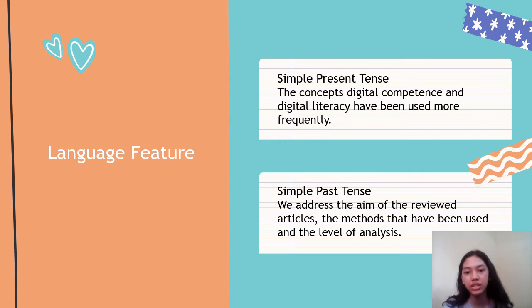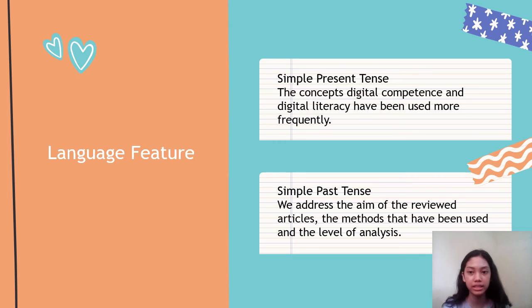The language features, there are two of them. The first one is simple present tense. The example is the concepts digital competence and digital literacy have been used more frequently. The simple past tense, we address the aim of the reviewed articles, the methods that have been used, and the level of analysis.